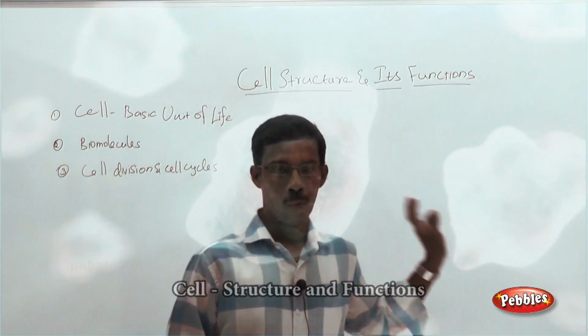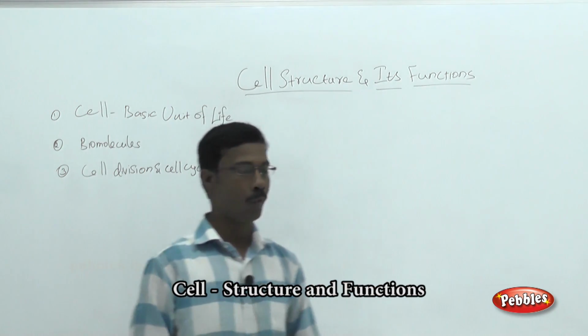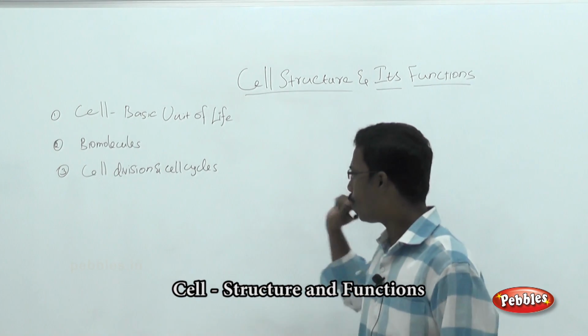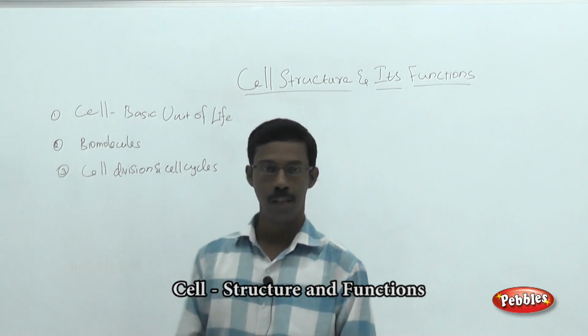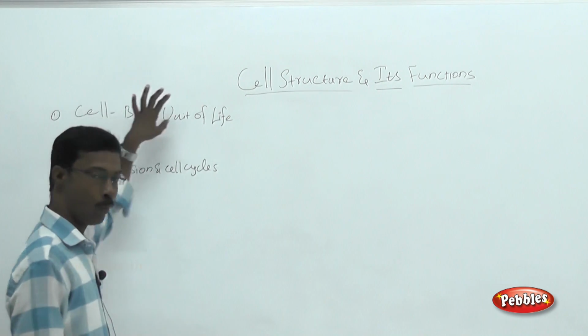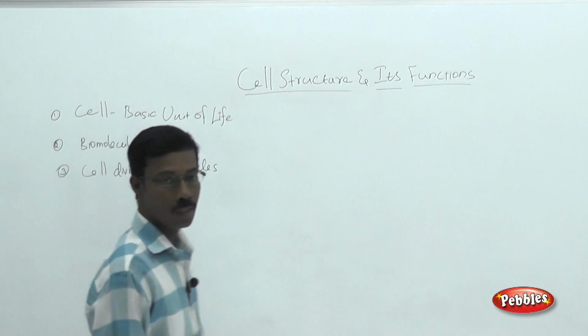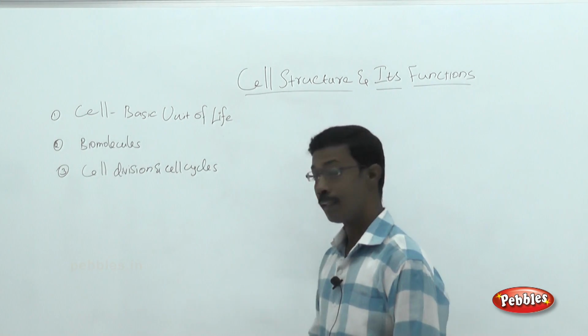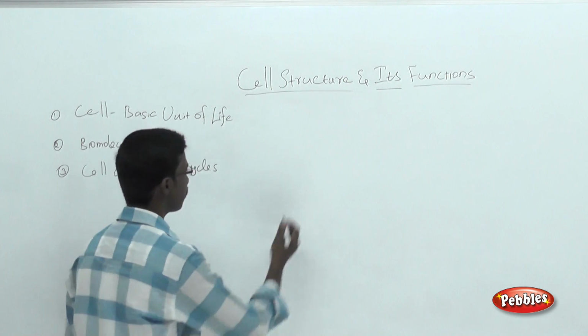Dear students, today we are going to start with the third unit of our syllabus, cell structure and its functions. In this unit we are going to see three major areas. The areas are the cell, the unit of life, the biomolecules, and cell division and cell cycles. Now we are going to start with the cell, the unit of life.